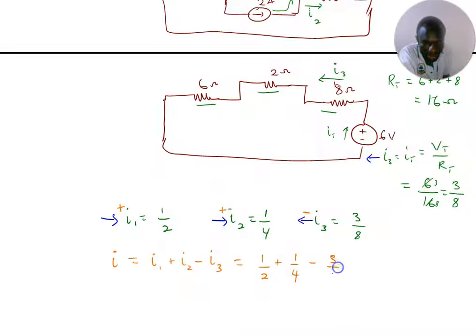And this gives 1 on 2 plus 1 on 4 minus 3 on 8. So at the end, I need to find the equivalent fraction for all of them. Like 8. So I'm going to get 4 on 8 plus, I'll multiply the numerator by 2 and the denominator by 2. So I'm going to get plus 2 on 8, right? Minus 3 on 8. So at the end, what do I get? I'm going to get 6 minus 3 on 8. And this gives 3 on 8.